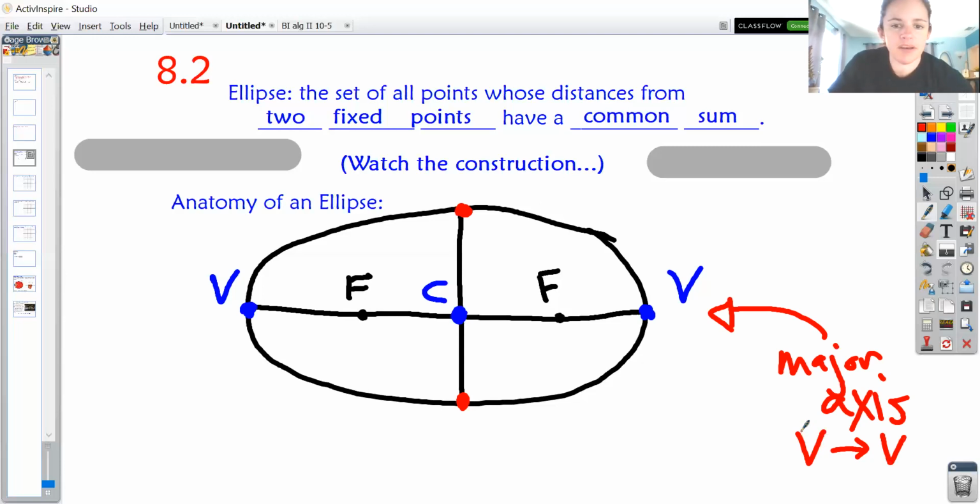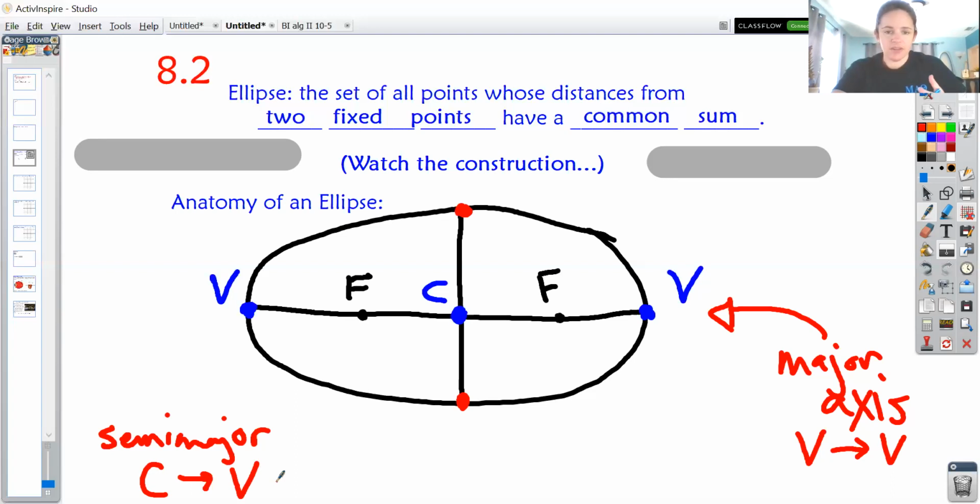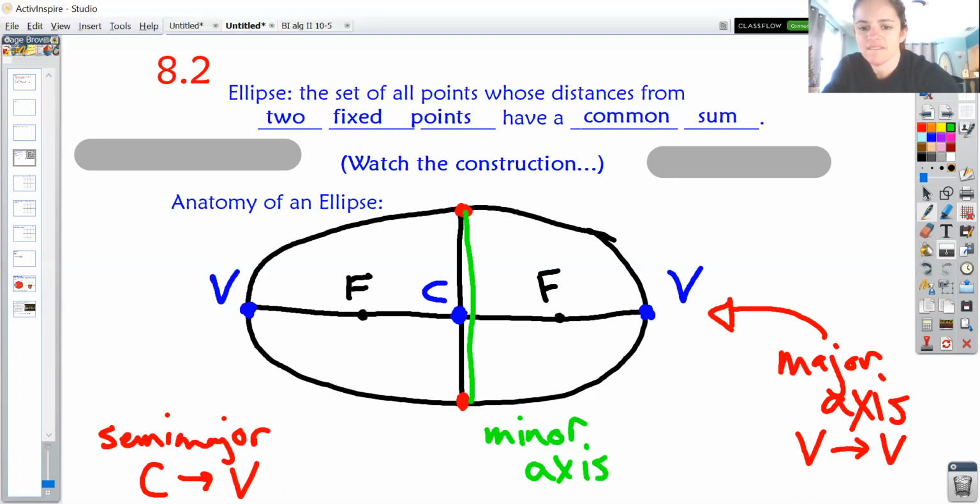If we talk about the semi-major axis, then that would be from the center to a vertex. The prefix semi means half, right? So the semi-major would be half of the major axis length. Then you've got the minor axis. And then half of that would be the semi-minor axis, so that you know what those are.